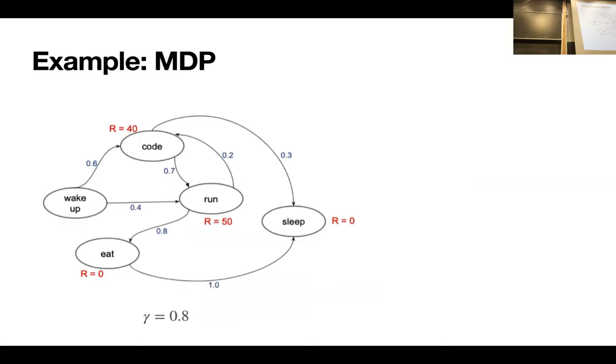So let's look at this example MDP. We have several states. Let's say this describes your average day. You wake up, then with a probability of 40% you go running, or with a probability of 60% you do some coding. You get some rewards: for running you get a reward of 50, for coding you get a reward of 40. After running, you can choose with 80% probability to eat, and then with a probability of 100% you end up sleeping, and so on. And you have all these dependencies.